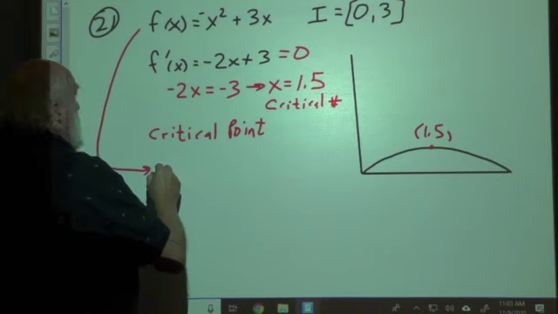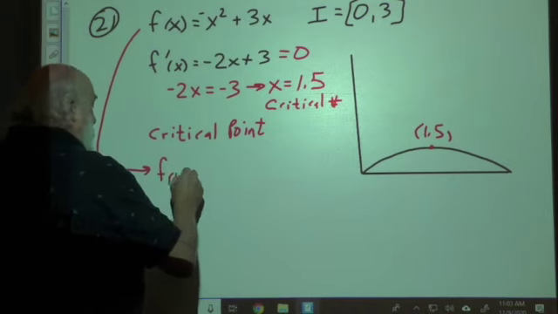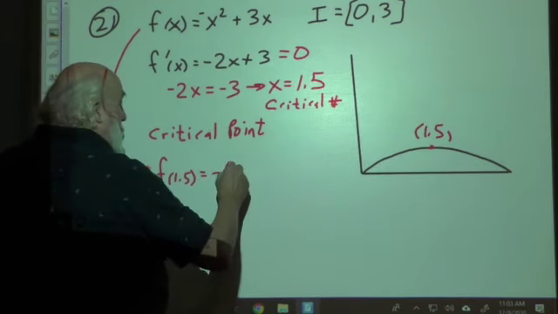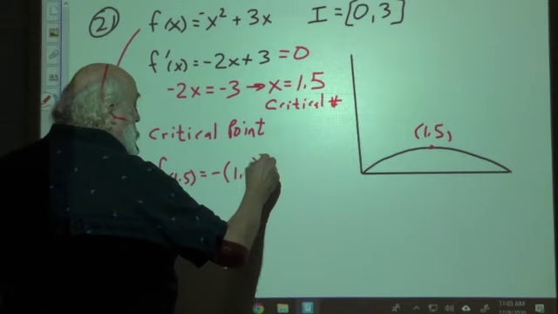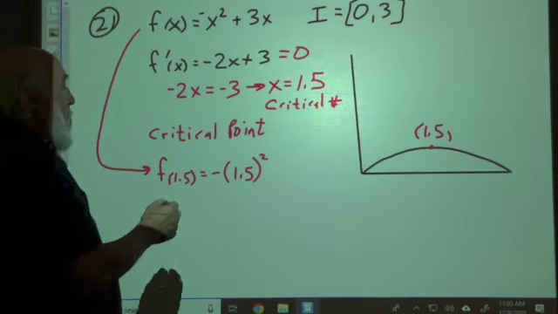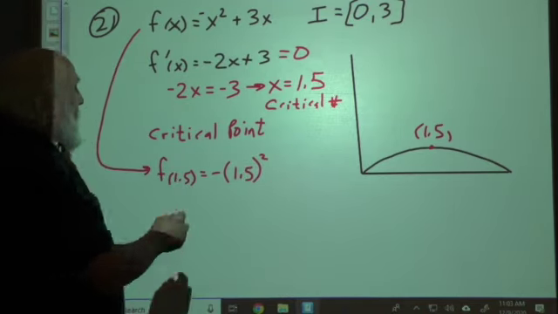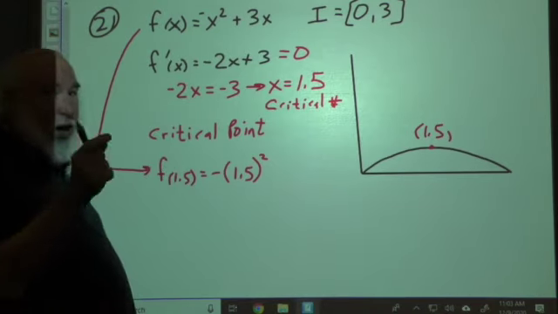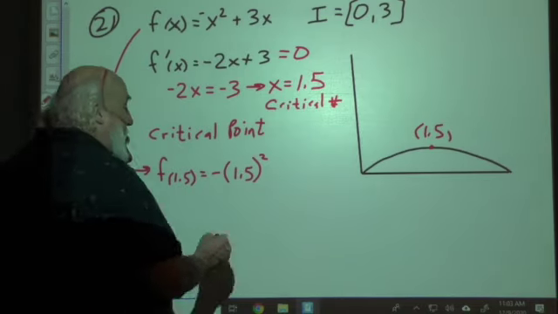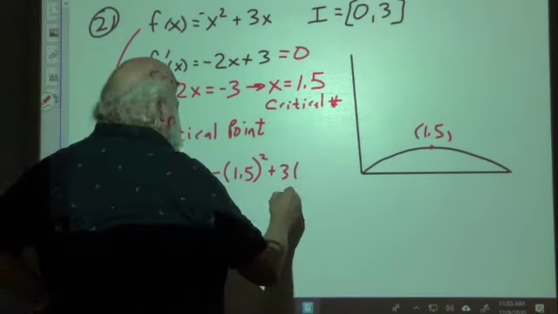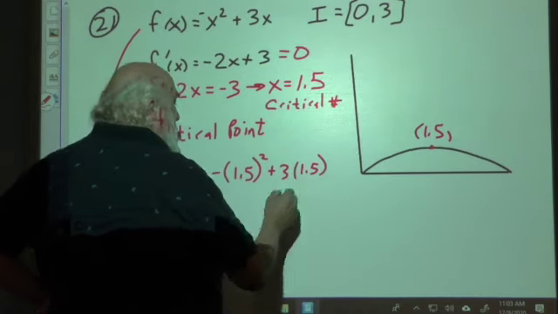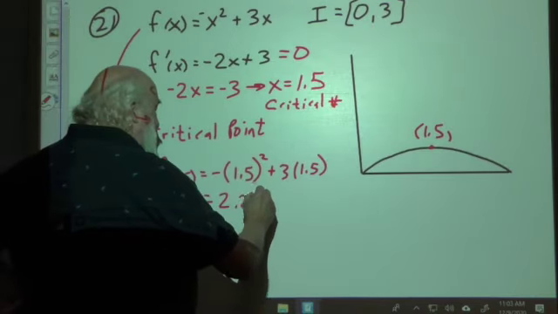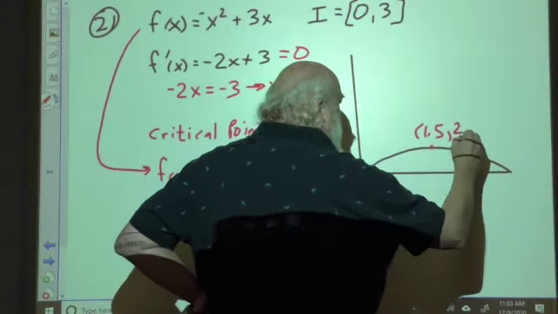So this becomes f sub 1.5 equals negative 1.5 squared. Notice I did not put the negative sign in with the 1.5 because it is separated here. You're not squaring the negative, you're just squaring the x. So you got to be careful with algebra when you deal with that aspect. Plus 3 times 1.5. Punch that into your calculator, and your value becomes 2.25. So this point is 2.25.